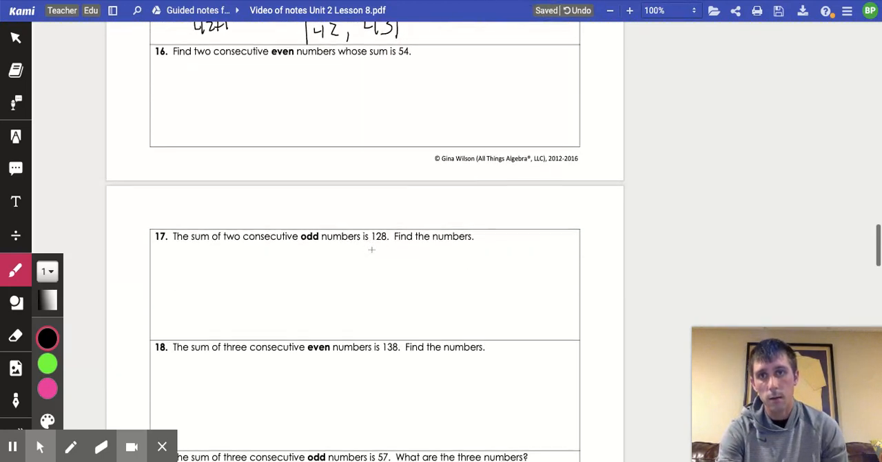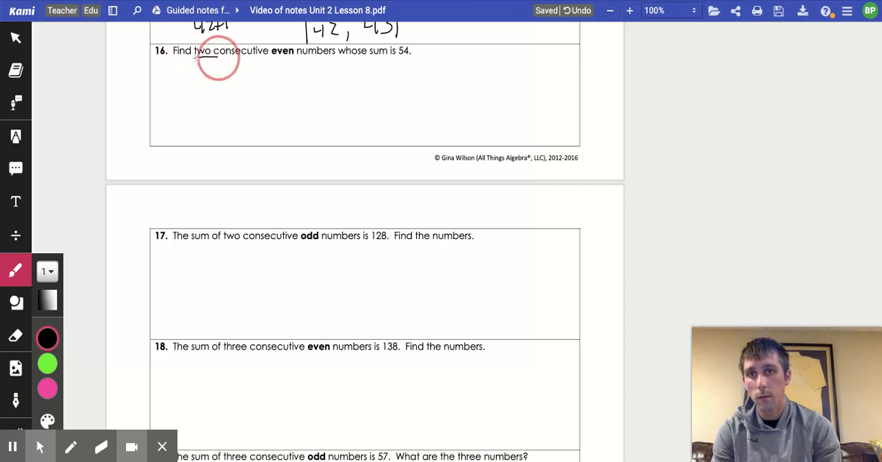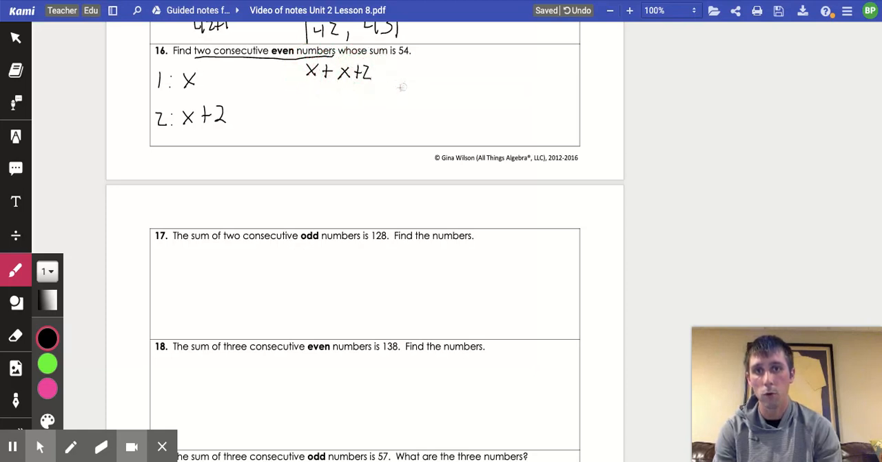Number 16. Find two consecutive even numbers whose sum is 54. Now we're dealing with even numbers. So what did we represent our first number with? X. How do you get to the second even number? What do you add to x to get to the next even number? 2. So it's x and x plus 2, whose sum is 54. So x plus x plus 2 equals 54. So 2x plus 2 is 54.